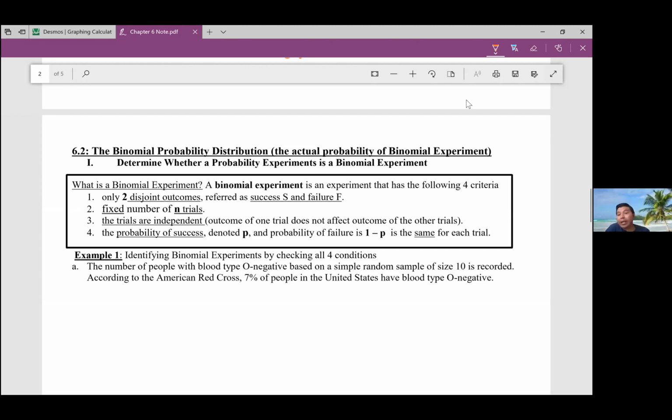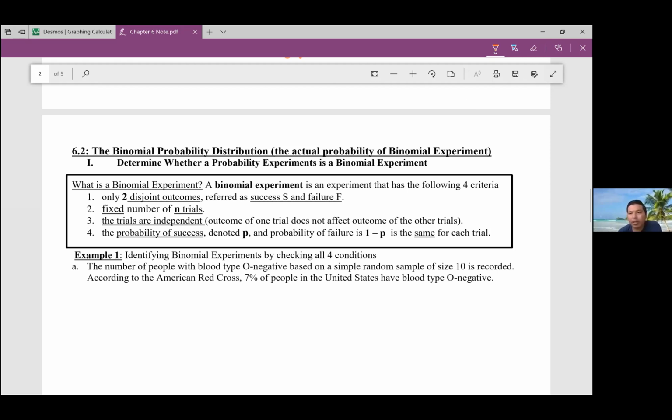So if any experiment satisfies those 4 conditions, we have ourselves a binomial experiment. If one of those fails, then it fails. It doesn't work. All right. Does that explanation for the definition make sense, guys? There we go.